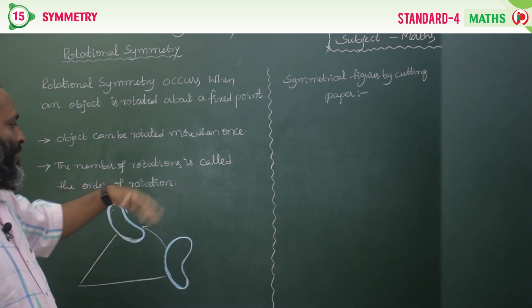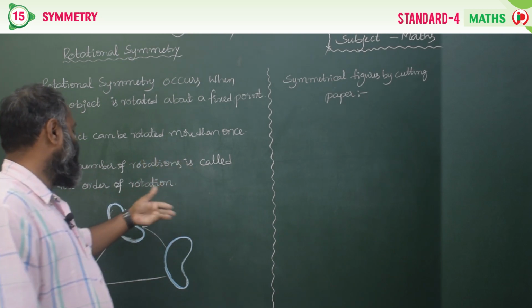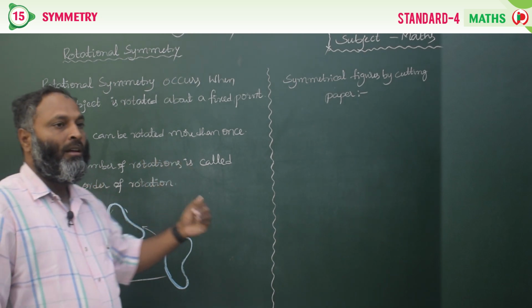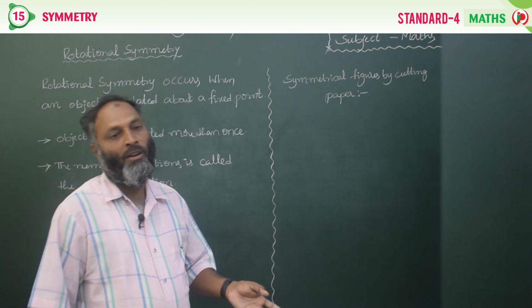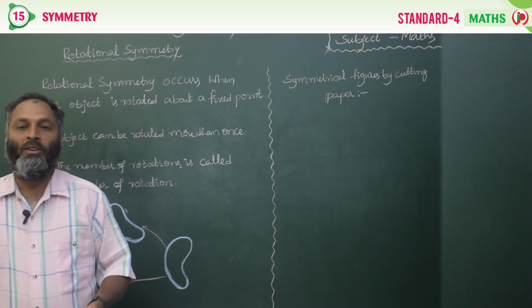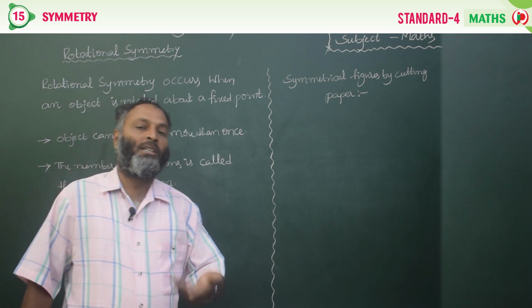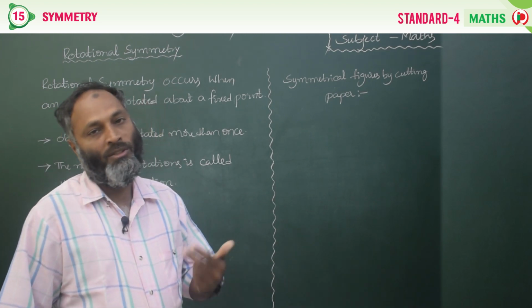The number of rotations the object makes is called the order of the rotation. If it rotates 10 times, then the order of the rotation is 10. If it rotates 2 times, then the order of the rotation is 2.